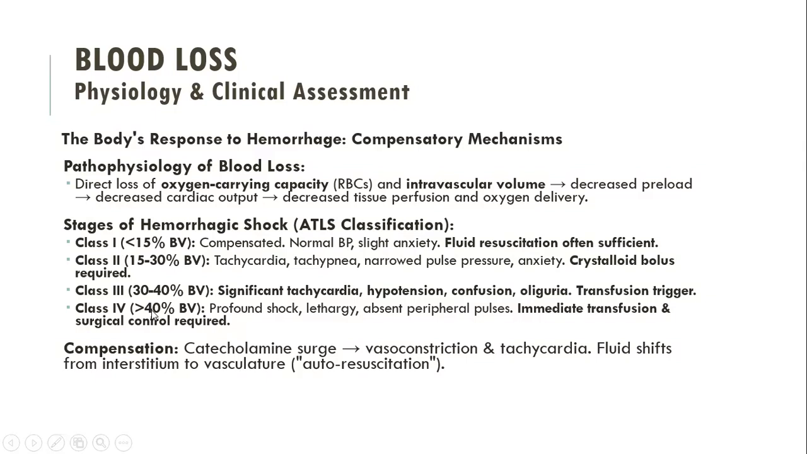In class 3, there is 30 to 40% blood volume loss, and the patient will have significant tachycardia, hypotension, confusion, and oliguria. In this, you have to give transfusion. And in class 4, there's a loss of greater than 40% blood volume, and the patient will have profound shock, lethargy, and absent peripheral pulses. In this case, you have to give immediate transfusion, and surgical control is often required.